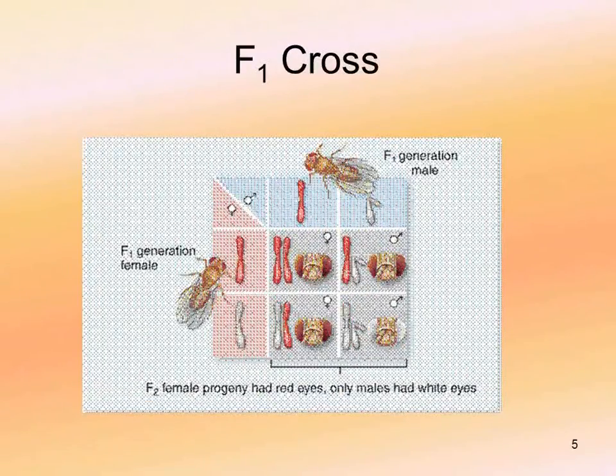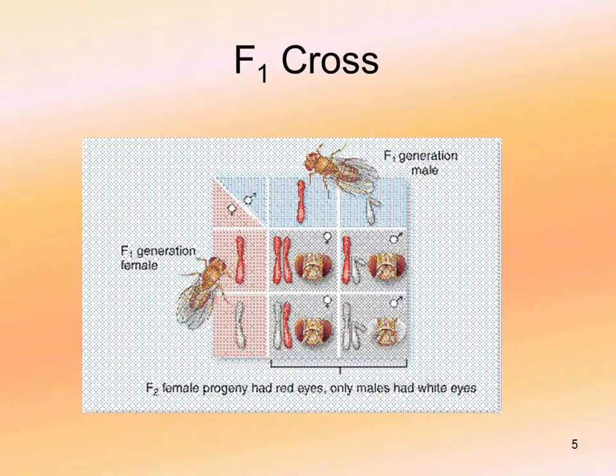Morgan continued his studies by crossing a female and a male from the F1 generation. And you can see their information is heterozygous. This is the assumption because the females were both red chromosomed and the males were both white chromosomed. If you look at the F2 generation, only the males had white eyes. This led Morgan to wonder what had happened to the females. Was it possible that white-eyed females died?